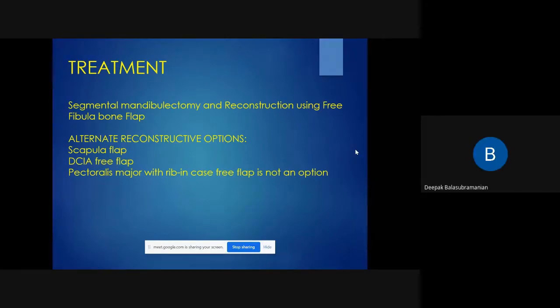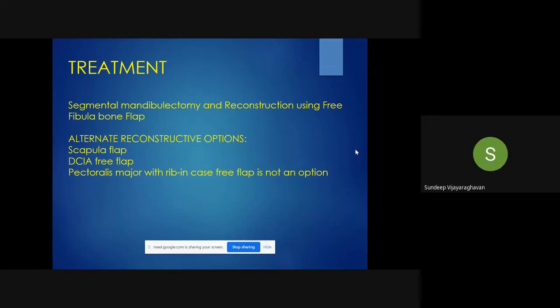Sorry, which side fibula will you harvest? Yes, sir. So in this particular case, the deficit will be in the mucosal area. So I would prefer a contralateral fibula for this particular case. Okay, if it's the DCIA, which side will you harvest? So DCIA also it would be ipsilateral, sir. It's the same side. Yes. Because the DCIA will be inverted. Yes, sir. And the muscle will flow from below to upward.